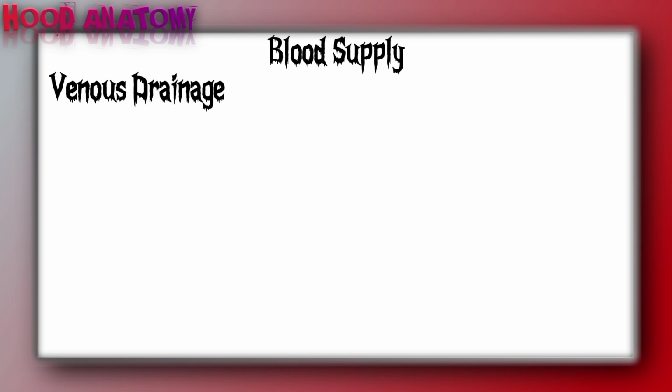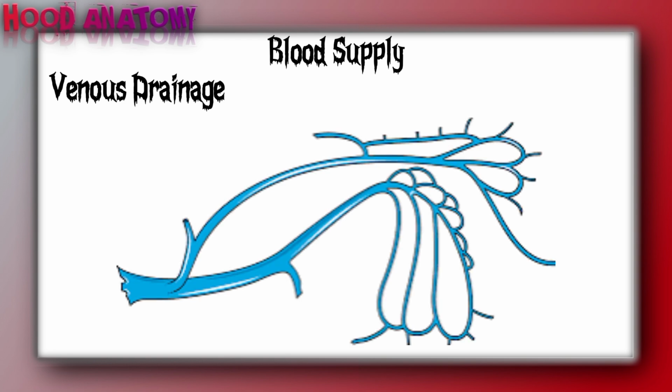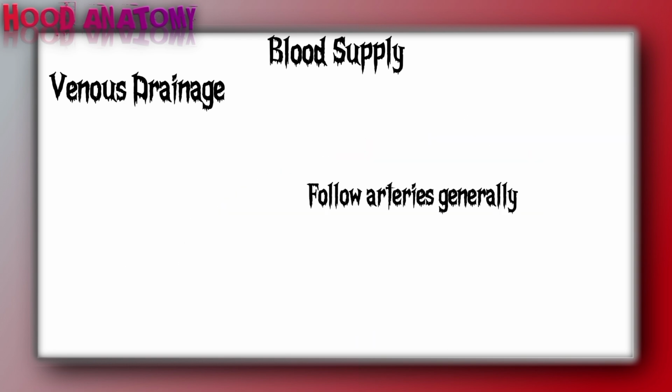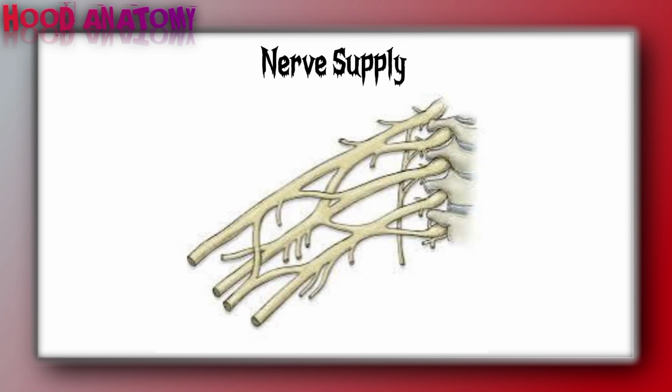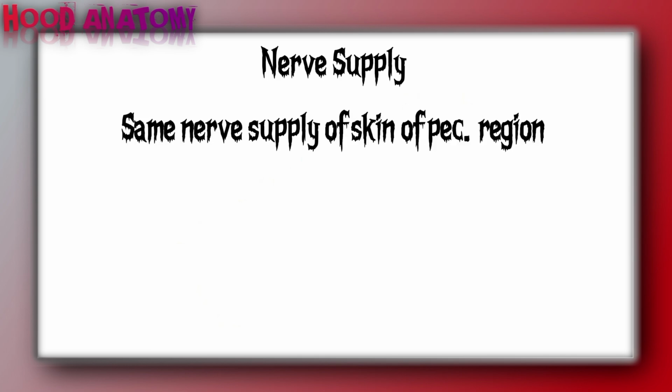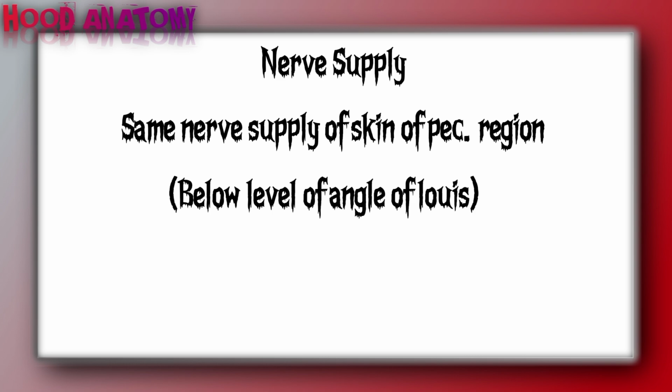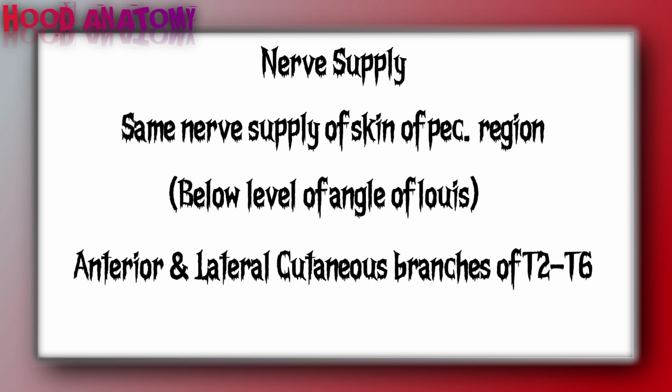Next na venous drainage na im we go look. The veins dey correspond to the arteries, so na similar talk na im dey there. Na dem be this for your screen. Now nerve supply of the breast na im we go look at next. Him sef is simple. Na the same nerve supply wey dey the skin of pectoral region, that is the part below the level of the angle of Louis. Now as we look at that time, it is T2 to T6, the anterior and lateral cutaneous branches of T2 to T6.